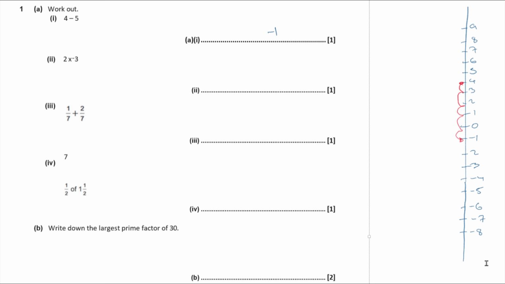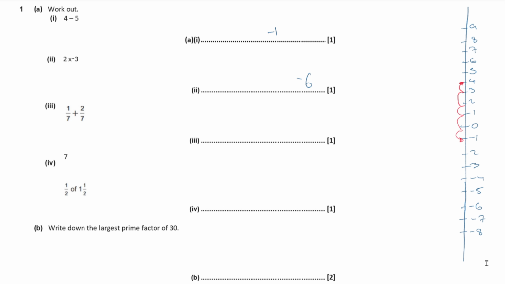Okay, part 2 says, what's 2 times negative 3? When you're multiplying positive and negative numbers, you don't use the number line, you just multiply the two numbers together. 2 times 3 is 6, and when you work out what the sign is, a positive times a negative is always a negative, so it's actually easier to do multiplication with positives and negatives than it is to do addition.